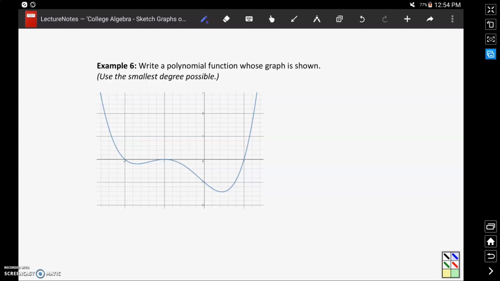In example 6, we want to do essentially the same thing. We can identify our x-intercepts, which occur at (-2, 0), (-1, 0), and (1, 0), meaning our function, let's call this g of x now, will be of the form x plus 2 to give us that intercept at negative 2, x plus 1, and x minus 1.